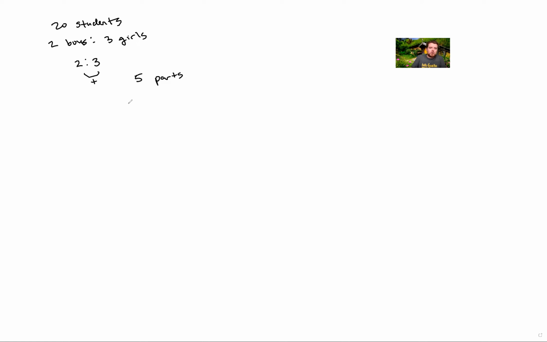So I would take my total, divide it by the number of parts, and that's going to give me the number of students per part. So here I have 20 students. I have a total of 5 parts. 20 divided by 5 is going to give me 4 students per part or per chunk.